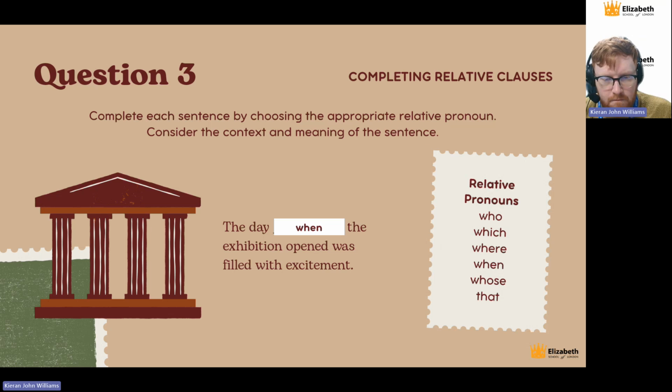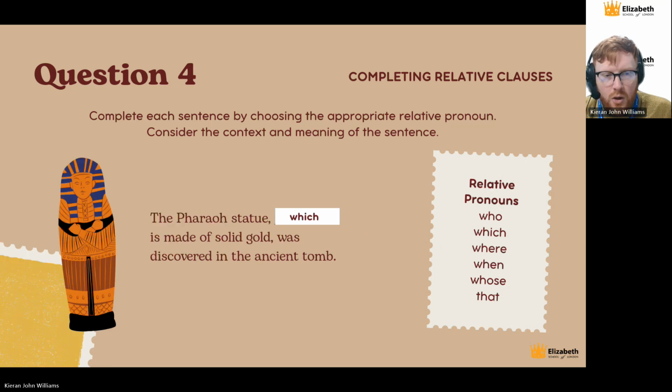On to the third question. Okay. So you've got the day. The exhibition opened, was filled with excitement. So which relative pronoun would you use to describe the day? Well, you would use when, because the day is referring to a time. So that is why you would use when. On to the fourth question then. We see that the Pharaoh statue is made of solid gold, was discovered in the ancient tomb. So we're referring to the statue. So which relative pronoun would you use? Well, in this situation, probably we would use which because it's talking about an object.